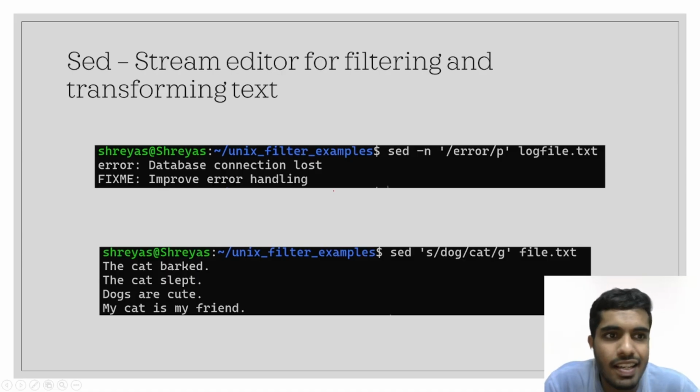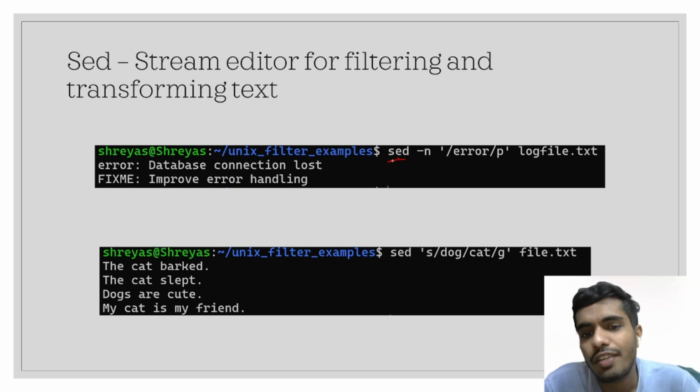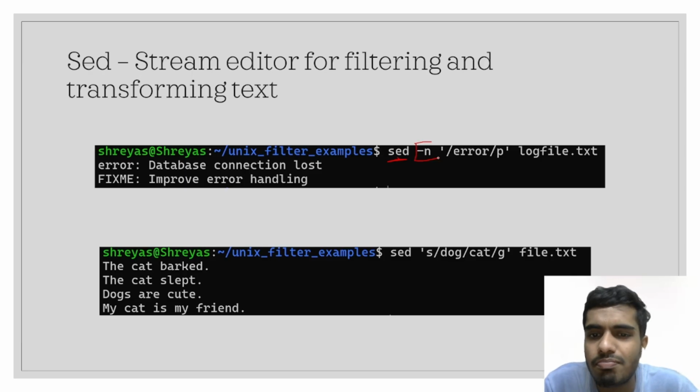Okay, the next command is sed, which is again an editor for filtering and transforming text. In the first example, we have sed and -n. It suppresses the automatic output, so it just gives you the final thing it got. In this way, we have told sed to search and print the lines which contain error inside a log file. So the sentences which consist of error just got printed.